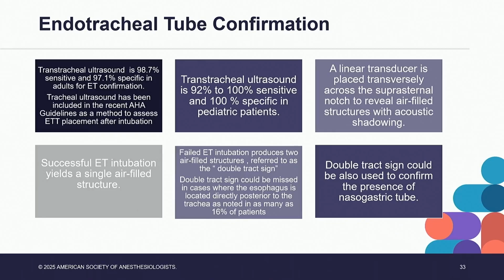The double track sign can also be missed in cases when the esophagus is located directly posterior to the trachea, as noted in as many as 16% of patients. The double track sign could also be used to confirm the presence of a nasogastric tube.